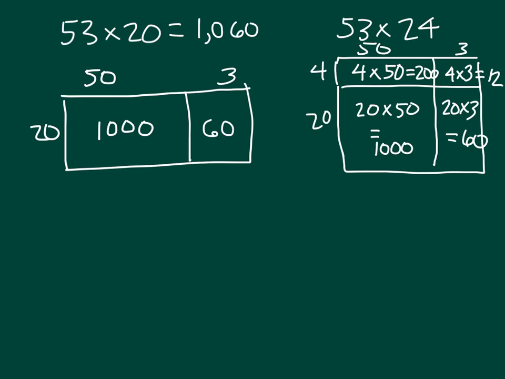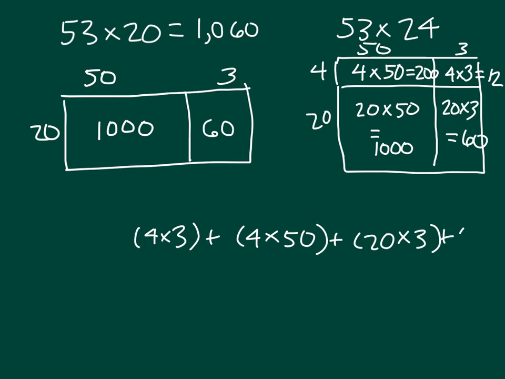If we write that out from right to left and from top to bottom, let's write out those partial products from right to left and from top to bottom. So we had 4 times 3 added together with 4 times 50 plus 20 times 3 plus 20 times 50. I'm going to write that vertically as well so you can see what we did.